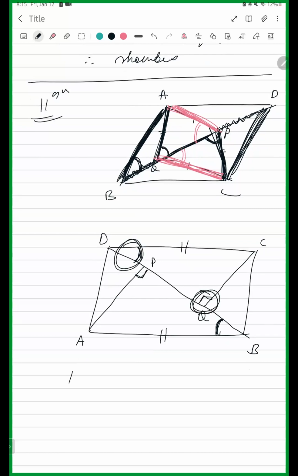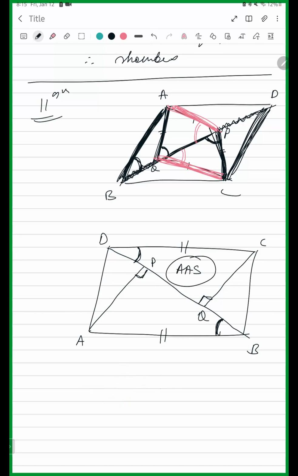You will not say ASA, because ASA means the side is included between the two angles, meaning that this is one angle, this is another angle, so the side should be this one, but it's not. So these both are congruent by AAS.